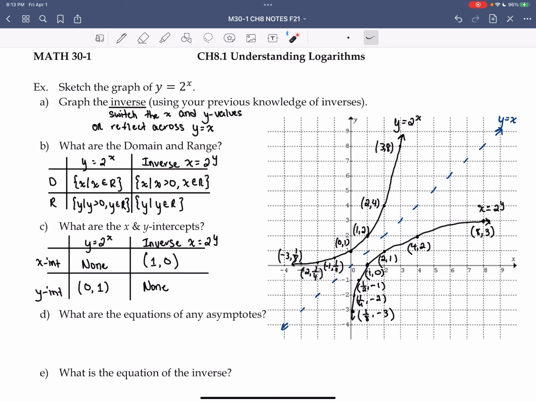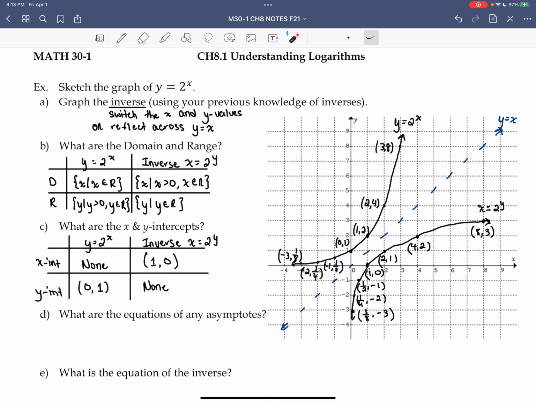Same with the intercepts. We have no x-intercept for the original function. And in the inverse function, we have no y-intercept. So those switch. And the y-intercept for the original function, y equals 2 to the power of x, is (0, 1). Then in the inverse function, the x-intercept is (1, 0).